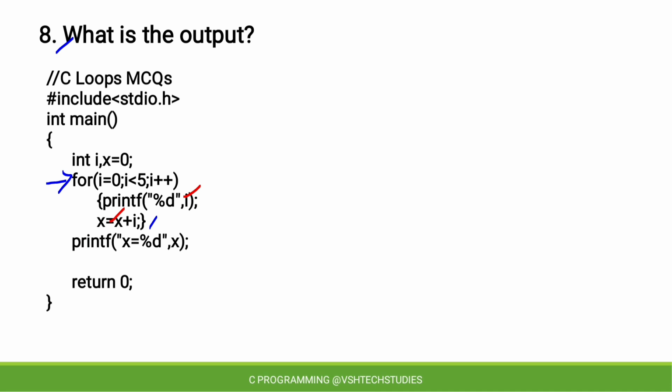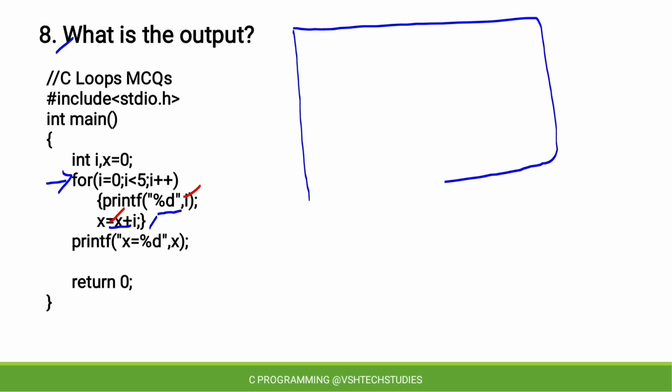Next, what is done in the loop body? In the first instruction, percentage %d I means the I memory location content is written every time. Then in the second instruction, x value is changed. X is assigned x plus I. Every time, whatever value of I is there, it is added to the existing value of x and the result is kept back in x. So on the monitor, I from 0 to 4 is printed with no space and no new line. So 0 is printed, 1, 2, 3, 4.